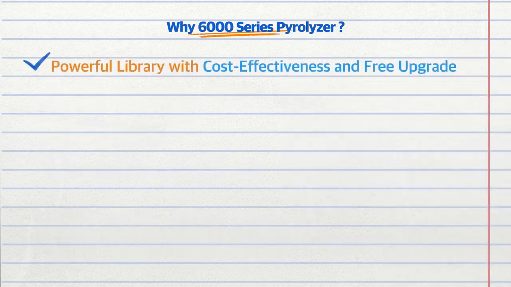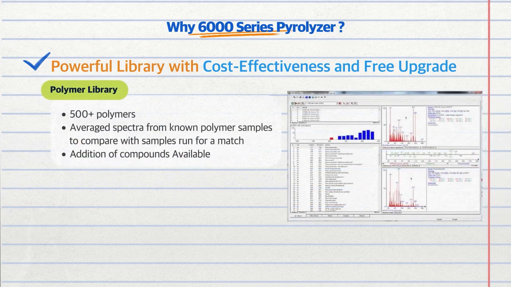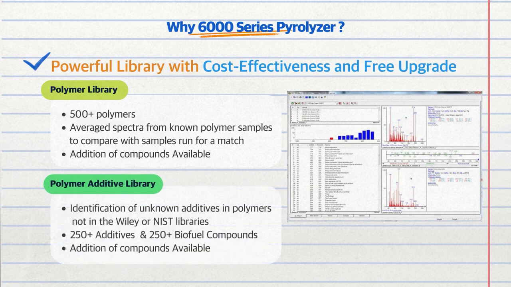Powerful library. The CDS library has more than 500 industrial standard polymers and over 500 polymer additives. This powerful library is available with cost-effectiveness and helps to address the need to identify unknown compounds from pyrolysis. When you run a sample through your GC-MS, you simply average the complete TIC spectra and then compare it to the polymer library. And you can add your own standards to the library. You will have access to free library upgrades for the life of your instrument.